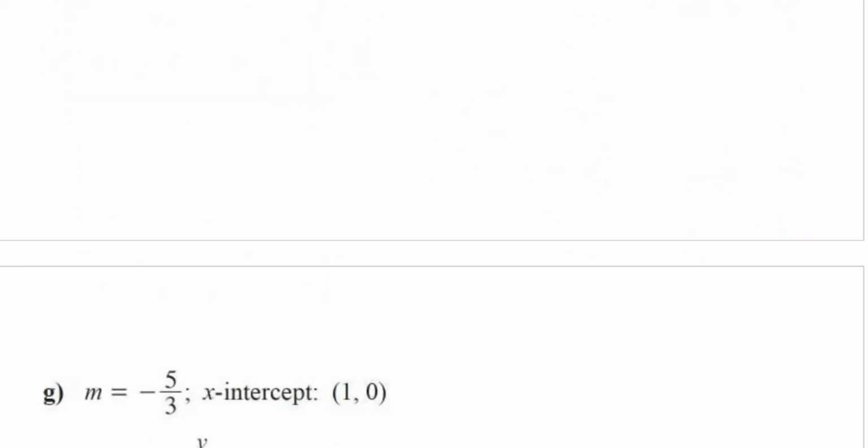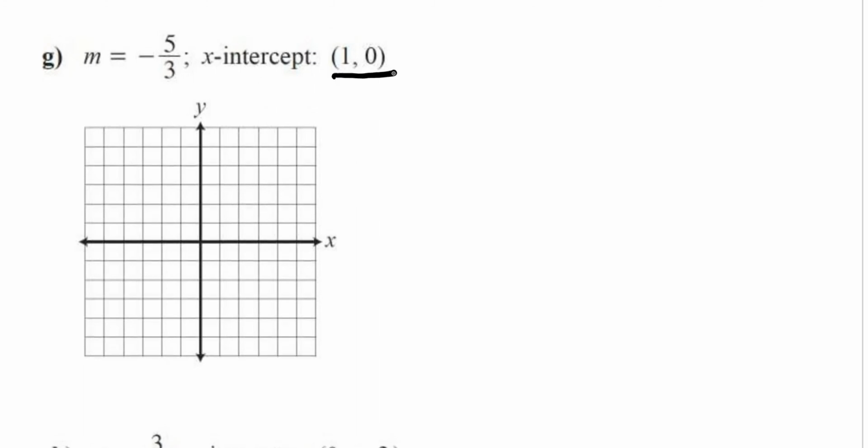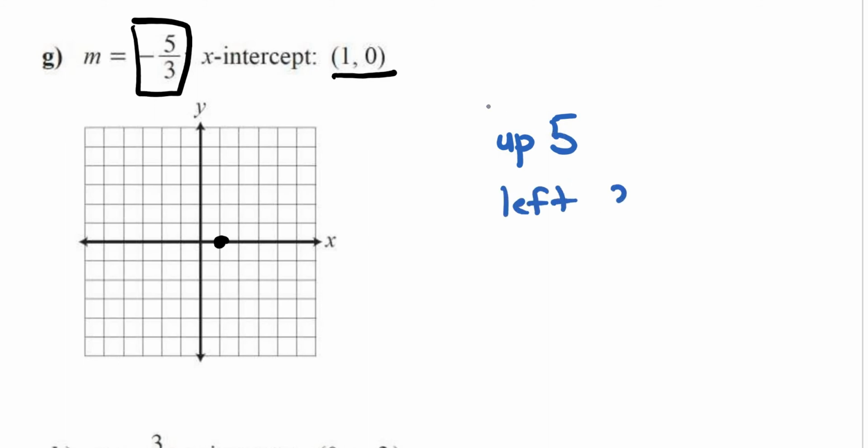Okay, let's keep on going here. What's the next question here? Letter G. So this is 4G. The x-intercept is 1, 0, so there it is. And based on this fraction there, negative 5 over 3, that means you go up 5 and left 3. All right, so let's go up 5 and left 3. And now that we're out of space there, I guess we can go down 5 and right 3. So 1, 2, 3, 4, 5, 1, 2, 3. All right, so after that, we'll just draw a line, and there you go. There's your answer for letter G there.